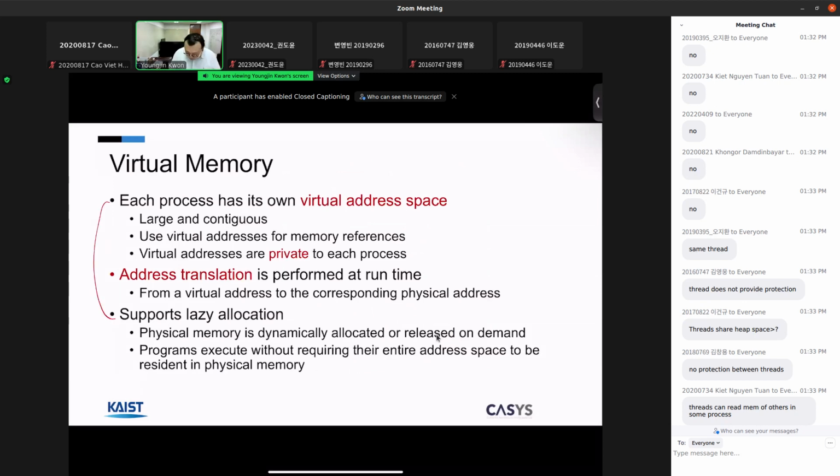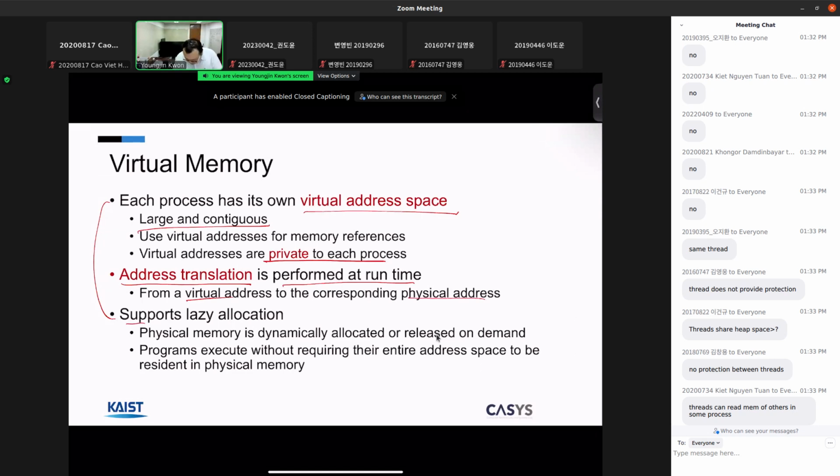Each process has its own virtual address space, and this is large and contiguous. The virtual address space is private to each process. I keep talking about that. Second, this address translation is performed at runtime. I will discuss the different address translation mechanisms, from virtual to the corresponding physical address, in a later lecture.